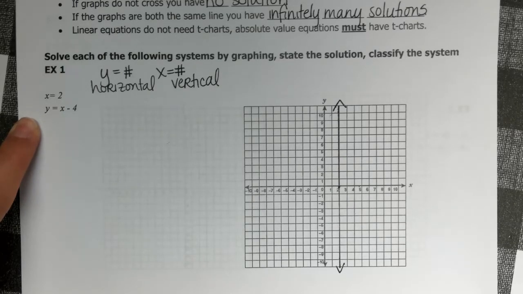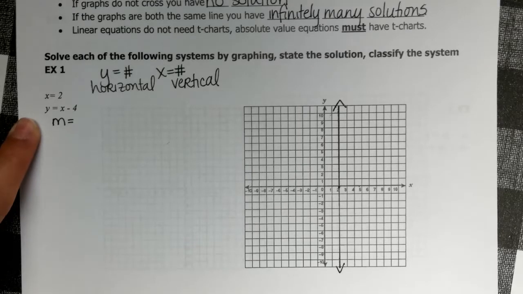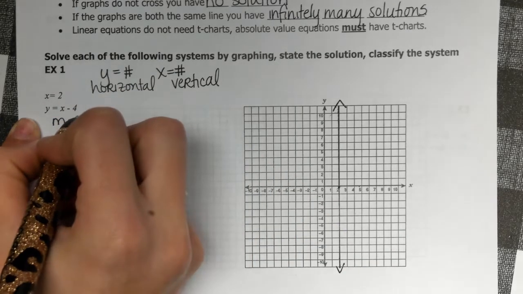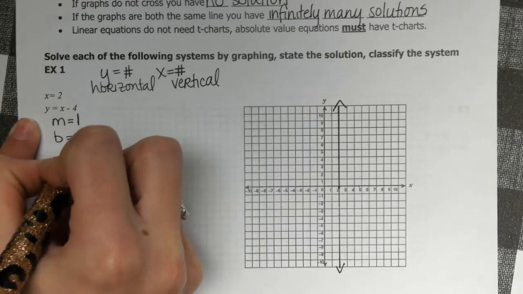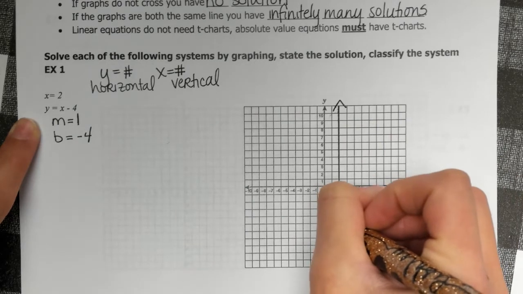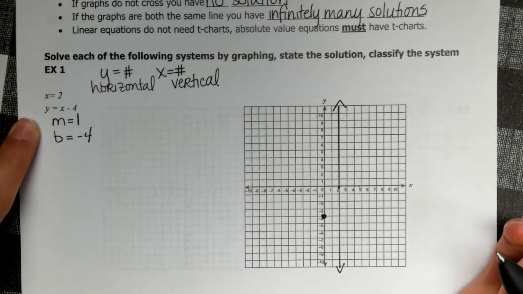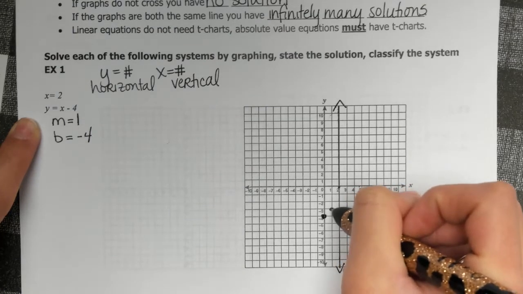So then on the next equation, I've got y equals x minus 4. What would my slope be for this equation? I don't have a number, so it's understood to be 1. And then my y-intercept would be negative 4. So I'm going to plot negative 4 on the y-axis. And my slope, I'm going to go up 1 to the right 1.